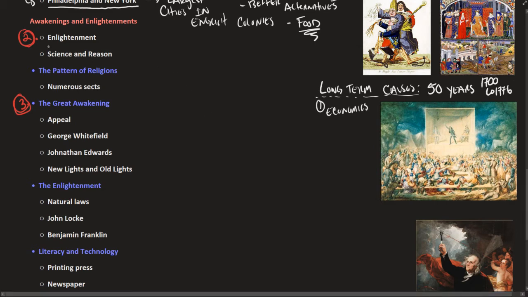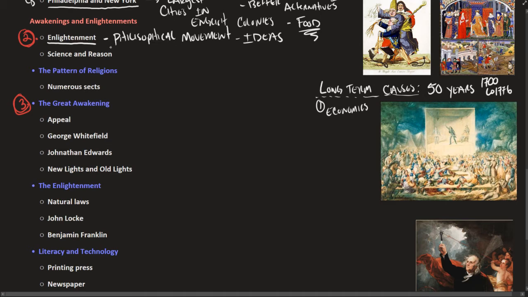The second long-term cause is the Enlightenment. We might identify this as a philosophical movement. So these are all about ideas. The Enlightenment is all about ideas. We'll get there in a second.